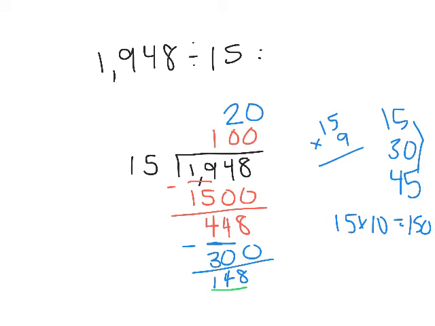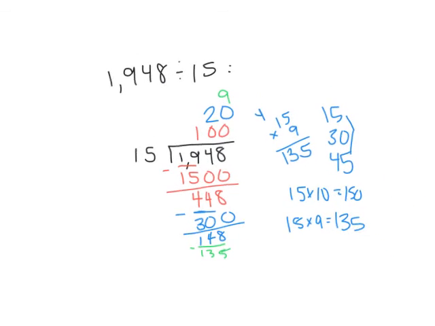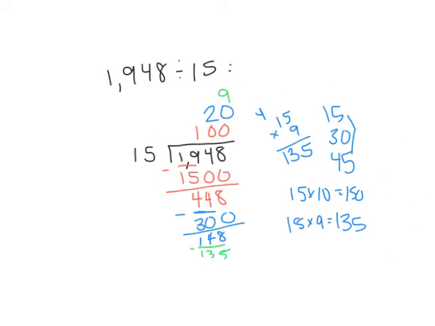9 times 5 is 45. Carry the 4. 9 times 1 is 9, plus 4 is 13. So 15 times 9 is 135, and that's as close as we can get. So 15 times 9 is 135, so I'm going to subtract 135. And I'm left with 13. 15 can't go into 13, that's my remainder. It's less than my divisor, so I know I'm good.